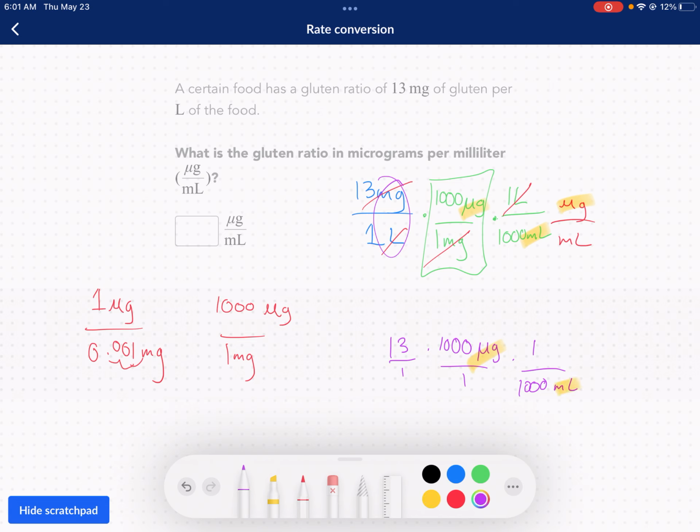Now it's just a matter of canceling out the numbers, the coefficients. So 1,000 and 1,000 cancel away. We're left with 13. And 13 times 1 is just 13 over 1 milliliter. So it's 13 micrograms per 1 milliliter. It stays the same because it has the same unit of conversion.